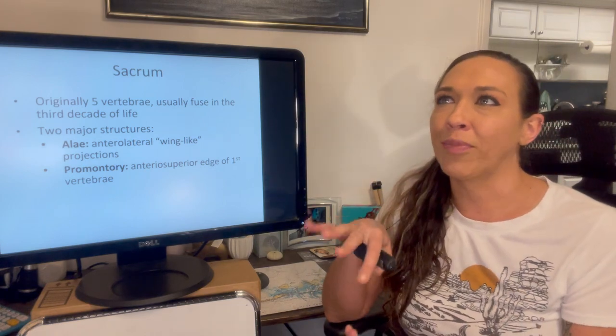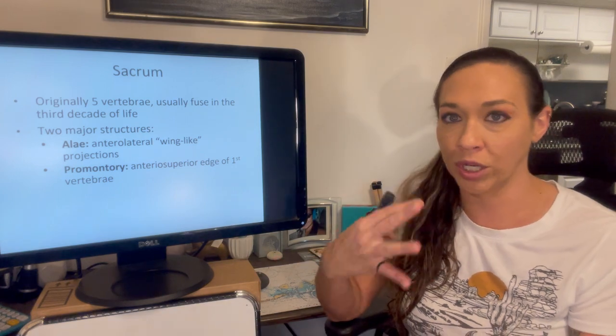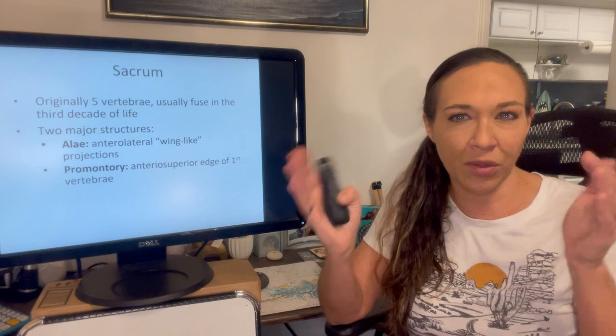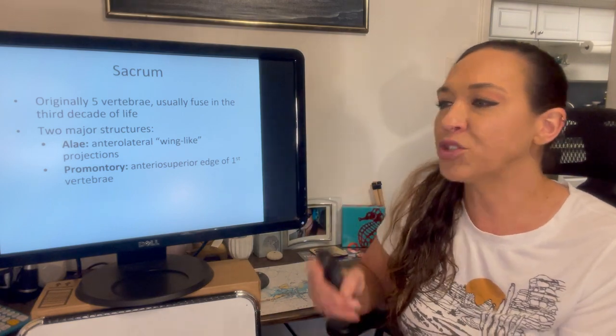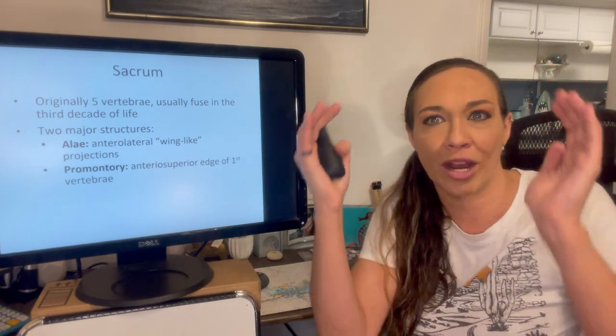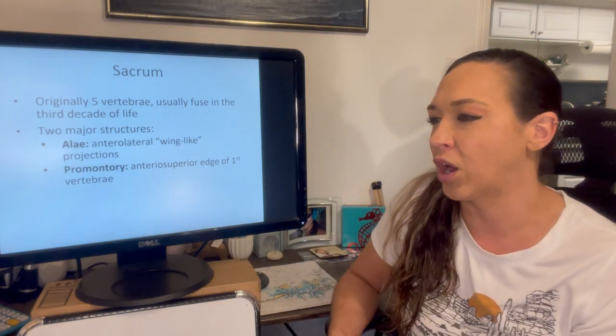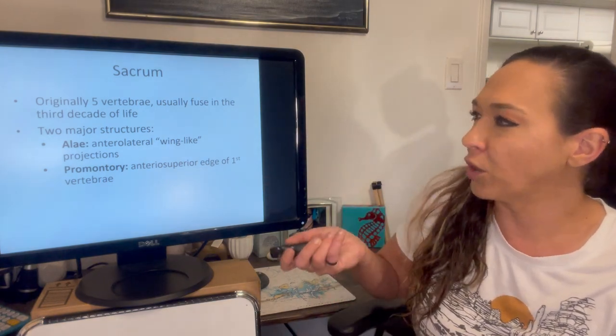Now, when we look at the sacrum, there are two very distinct parts that we're going to talk about. One is known as the ala or the alae. Alae is plural, so there are two of them. And these are like those wing-like projections that are going to be on the outside. Remember I said it's kind of heart-shaped? That's what those wing-like sections are. And we're going to see those in just a second.